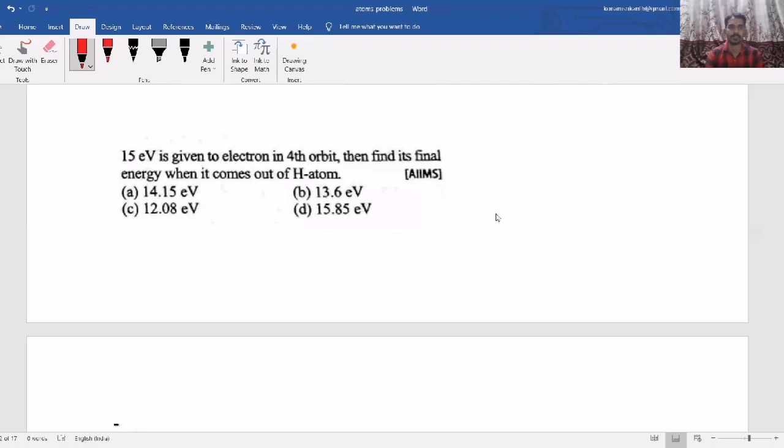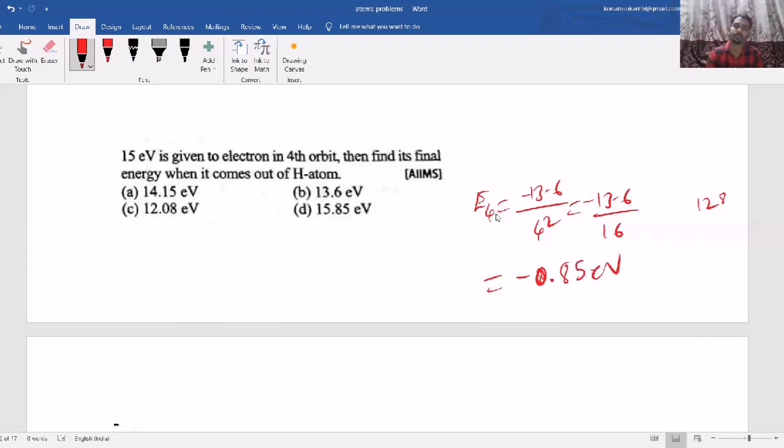Now 15 electron volt is given to electron in fourth orbit, then find its final energy when it comes out of hydrogen atom. So fourth orbit energy, how much it will become? Minus 13.6 by 4 square. That is minus 13.6 by 16. See, 16 eights are how much it will become? 128. So it is minus 0.85 electron volt. This is in electron volt.